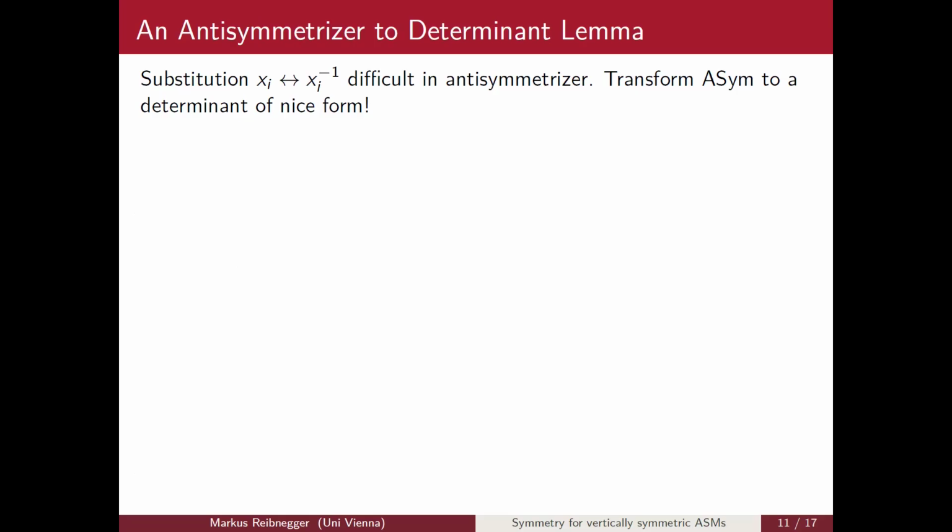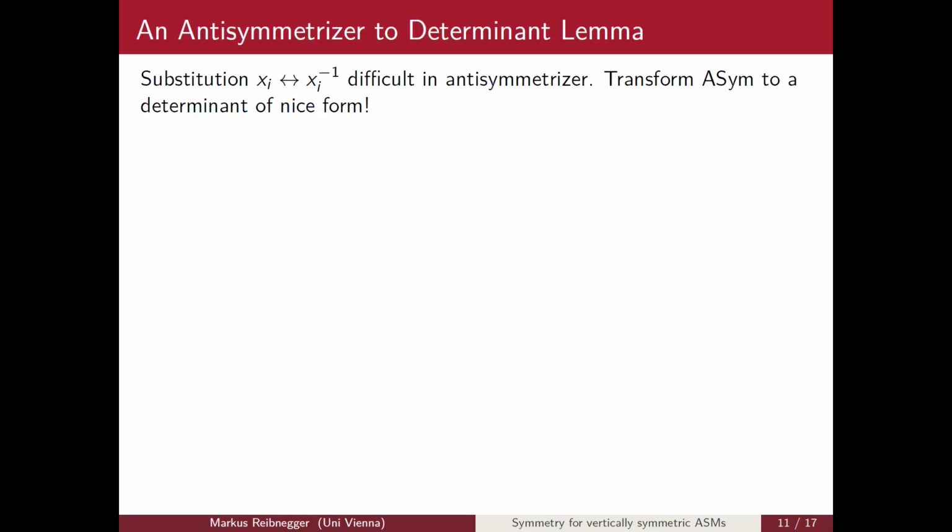So how did we prove it? What changed in the intervening years, and why were we able to prove it now when they were not able to prove this 10 years ago? As I said, the substitution in the antisymmetrizer is difficult. It's hard to keep track of all the things that happen.